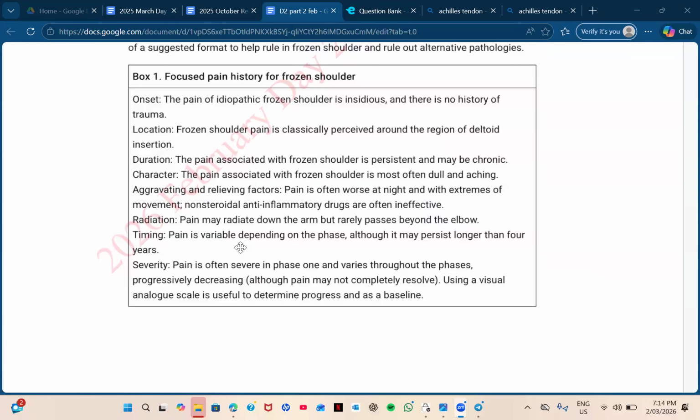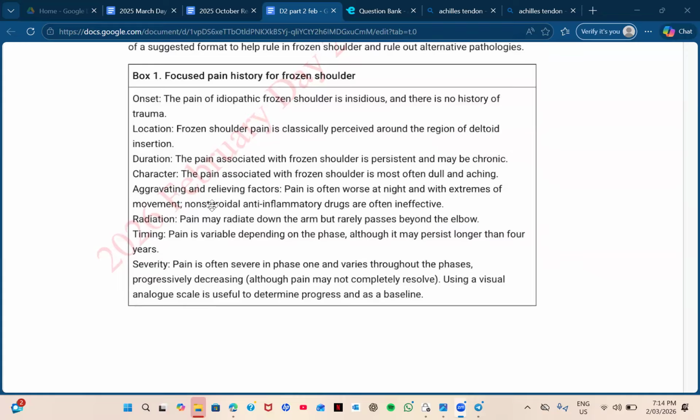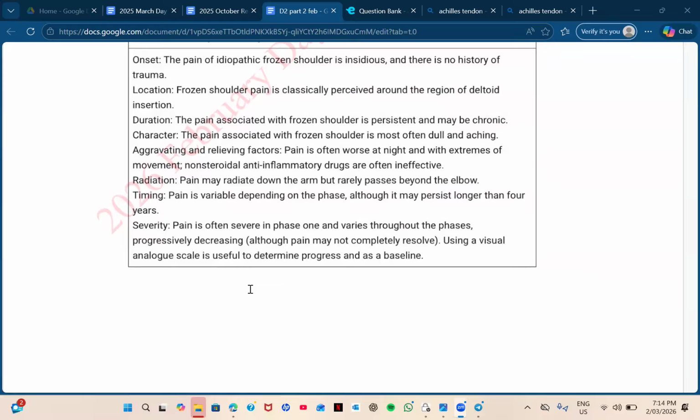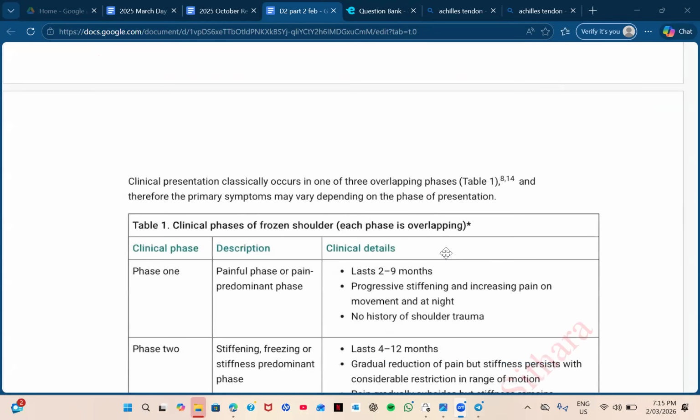Timing: pain is variable depending on the phase. Throughout, it may persist longer than 4 years. Severity: pain is often severe in phase one and varies throughout the phases, progressively decreasing, right? When it is becoming chronic, the pain also can decrease a little bit, right? Okay, so here.